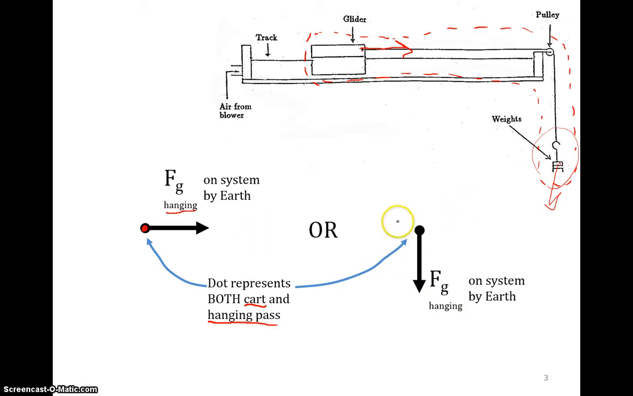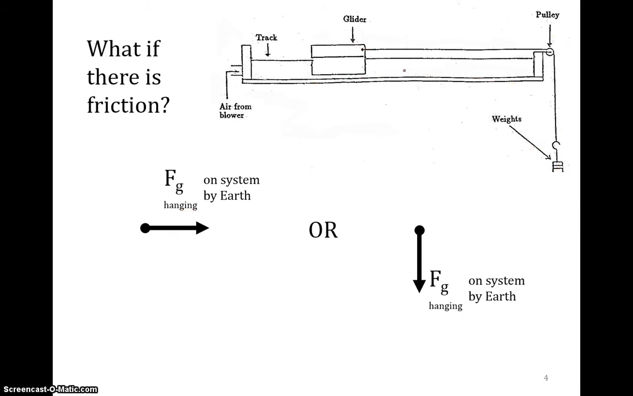I think this one on the right hand side is going to make more sense to some people because the force of gravity is going down. But on the other hand, I think this one makes more sense to people because the glider is moving to the right. Whichever way makes more sense to you, you can use it. Either one. So what if there is friction?